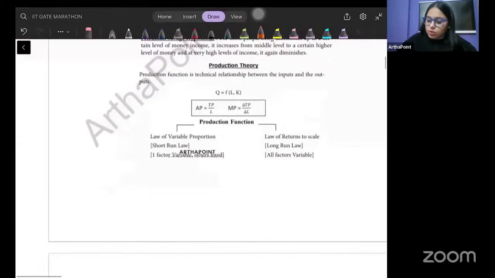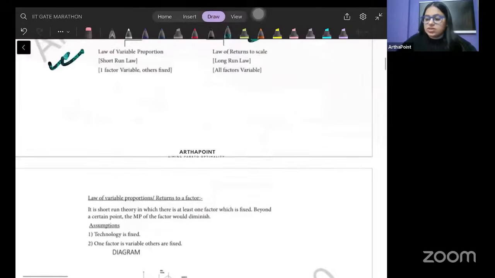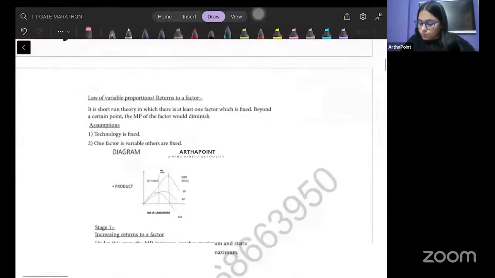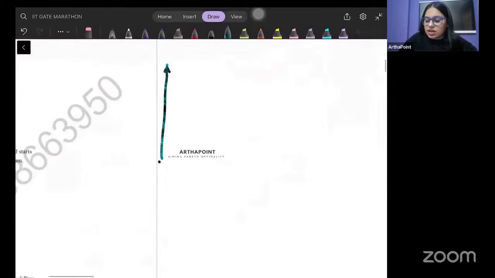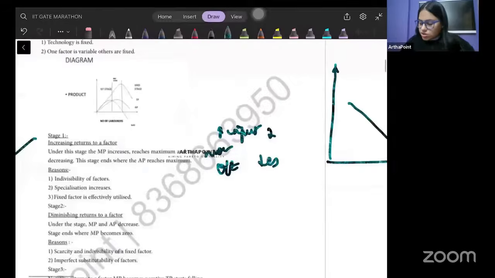Now we talk about production theory. So in production, the law of variable proportion and the law of returns to scale. Returns to scale is a long run concept. Variable proportion is a short run concept. Now you can just go through this. This just says that as you increase your input, the marginal output decreases. That means the marginal product of labor is diminishing. This is what it is saying.